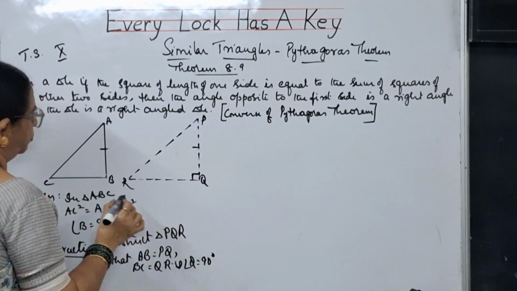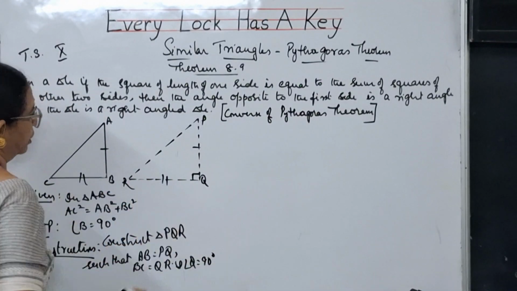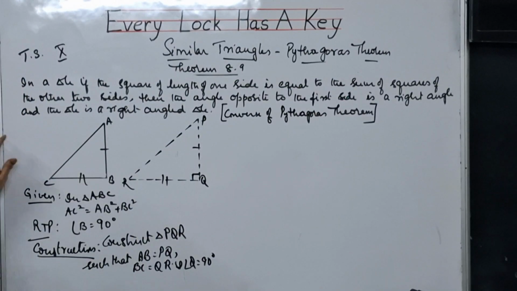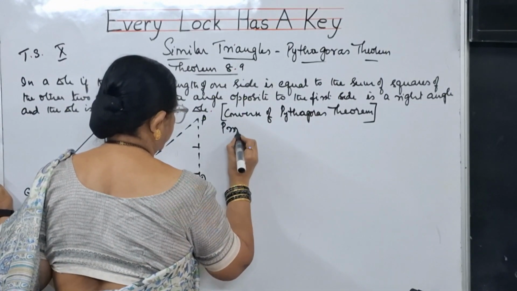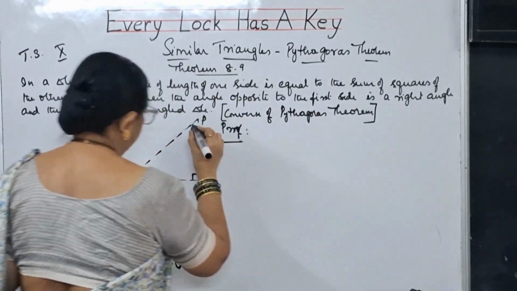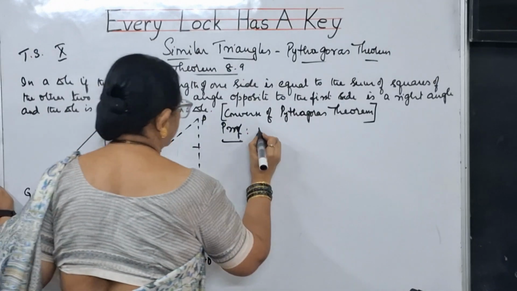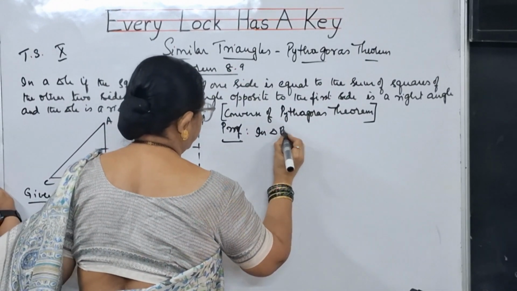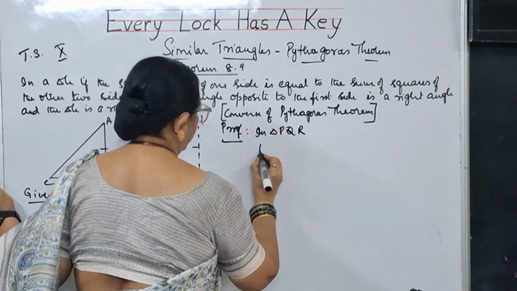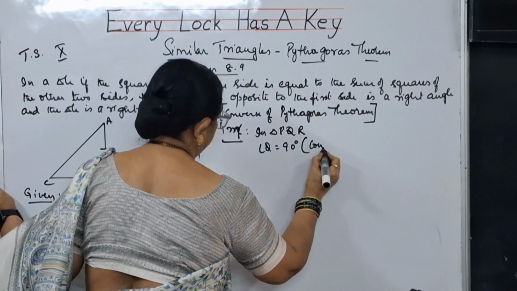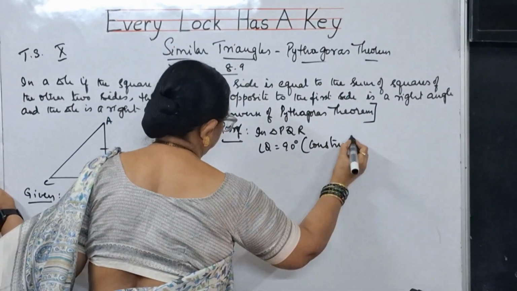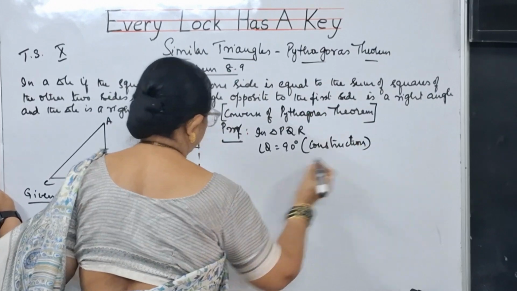AB and PQ should be the same. BC and QR also lengthwise should be the same. Angle Q is 90 degrees. Now let us see the proof. First you take triangle PQR. In triangle PQR, angle Q is 90 degrees because of our construction. We have constructed it like that.